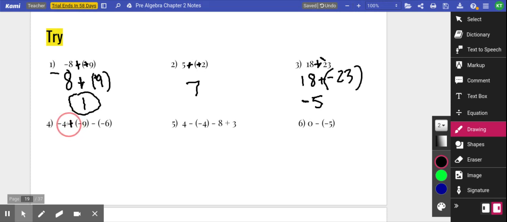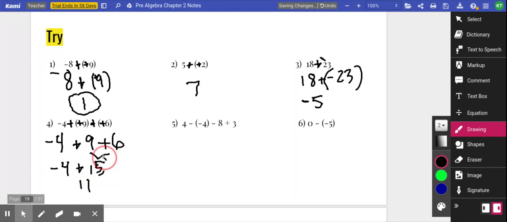So here we have negative 4. I'm going to change this to addition. Add the opposite as positive 9. Again, change this to addition. The opposite of negative 6 is positive 6. So I have negative 4 plus 9 plus 6. When adding, the order does not matter, so I'm going to start here. 9 plus 6 is 15. And then I have negative 4 plus 15, opposite signs, subtract. So that would give me 11. The positive value is bigger. It stays positive 11.